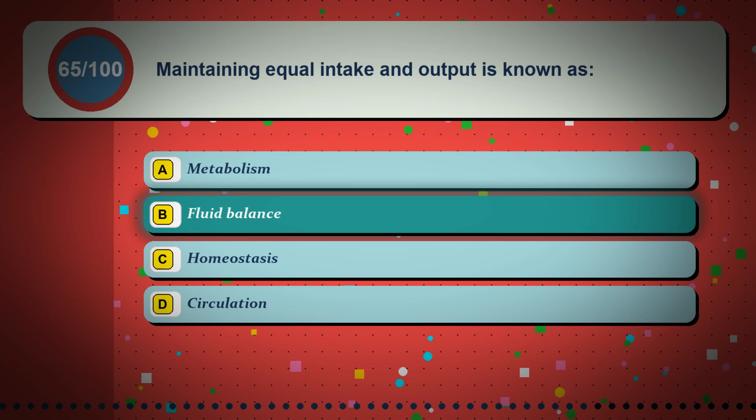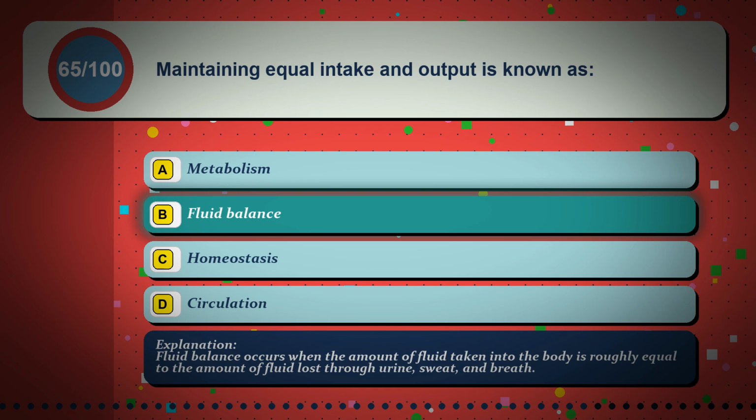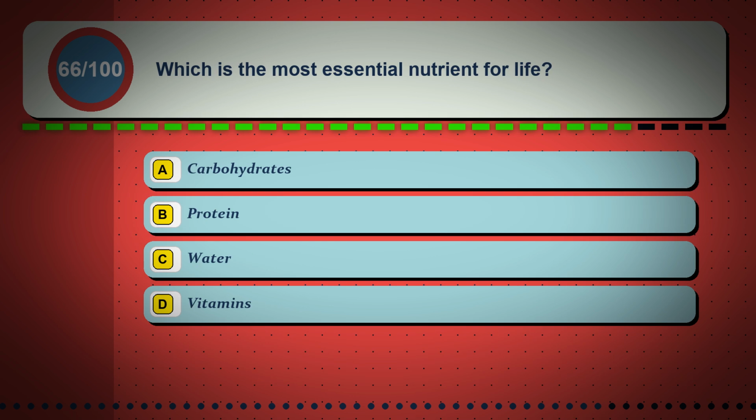The correct answer is option B, fluid balance. Fluid balance occurs when the amount of fluid taken into the body is roughly equal to the amount of fluid lost through urine, sweat, and breath. Question 66. Which is the most essential nutrient for life?